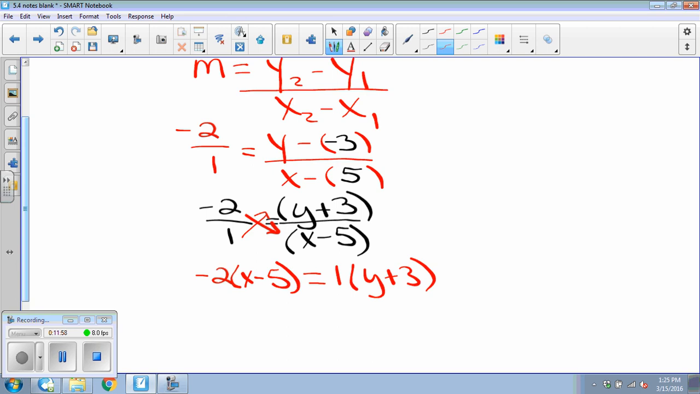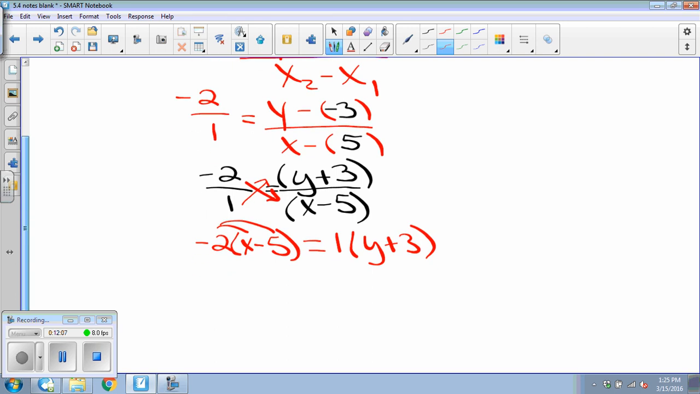Everybody good? Okay. What do we do next? Distribute. So what is that? Plus 10. Very good. That's -2 times -5, which is +10. Right? And then 1 times anything is just itself. So that's y plus 3. Last thing I need to do is what? Subtract 3 from both sides.